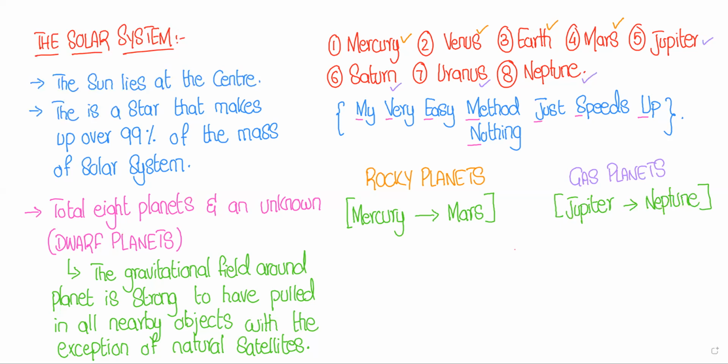And if we talk about Pluto and those planets which are outside these eight planets, those planets are known as dwarf planets. We already talked about dwarf planets.